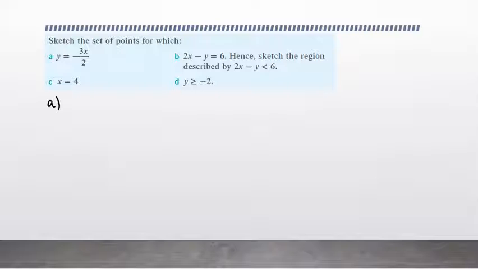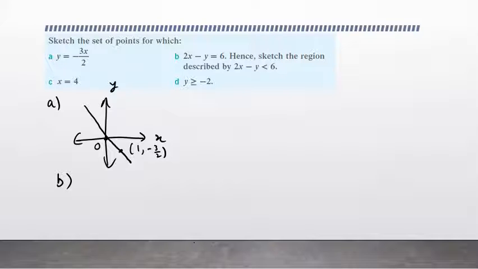Okay, sketch the points for which these things occur. So, A, we have y equals negative 3 over 2x. The gradient is negative, so simply sketch a negative graph. There is no y-intercept, thus the y-intercept is 0. And then if you want to show that this is negative 3 over 2, if you substitute 1 in, you get negative 3 over 2.